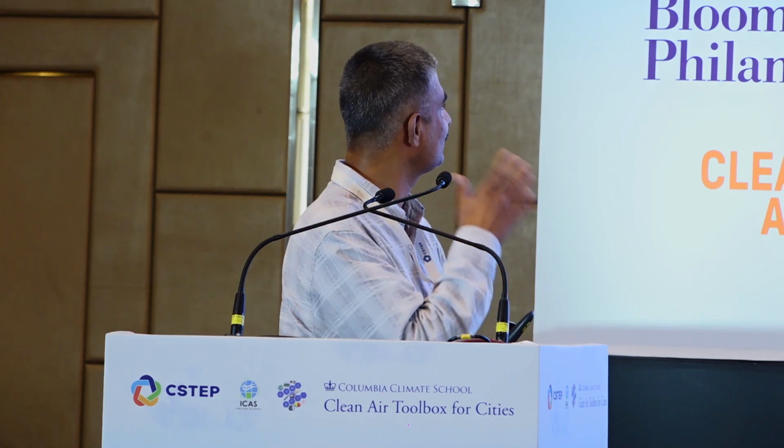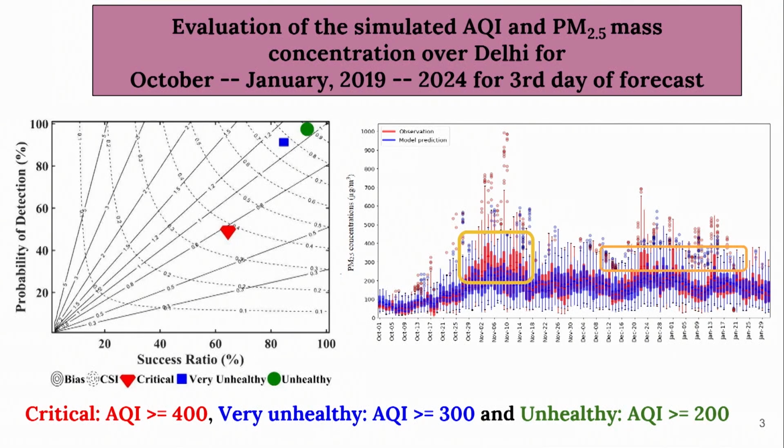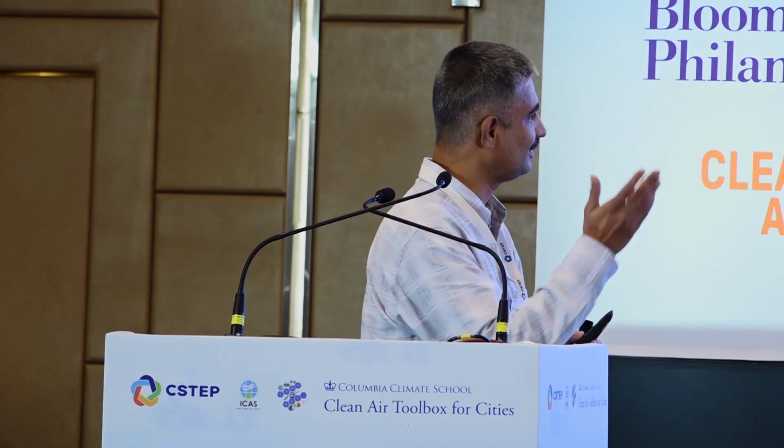In terms of air quality index, if you look at the very unhealthy or unhealthy air quality levels, the model is pretty good. If you look at the probability of detection and the success ratio in capturing the air quality falling in that criteria, it's close to 100. So basically we are able to capture each and every air quality day which falls into that criteria. But still the model is not doing well for the critical levels of air quality. For critical levels, when air quality goes beyond 400 AQI, the model has limited success. The success is somewhere around 65%.